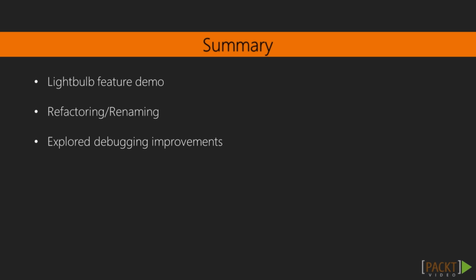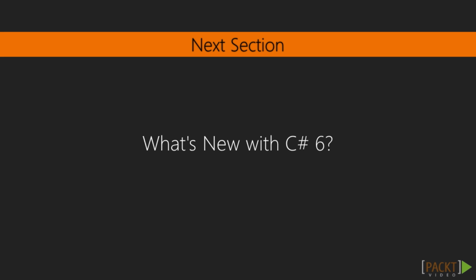In this section, we took a look at some of the major features that were introduced in Visual Studio 2015, such as the new light bulb, the way Visual Studio handles refactoring and renaming of variables, and the new improvements in debugging. In the next section, we'll take a look at some of the new features that were introduced in C# version 6. I'll see you there.